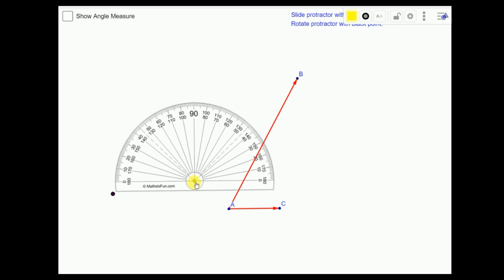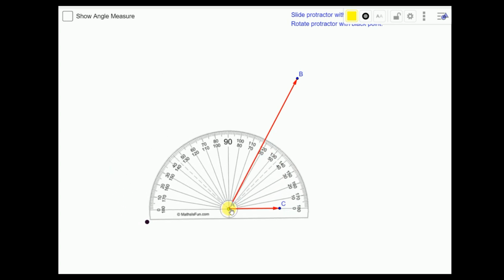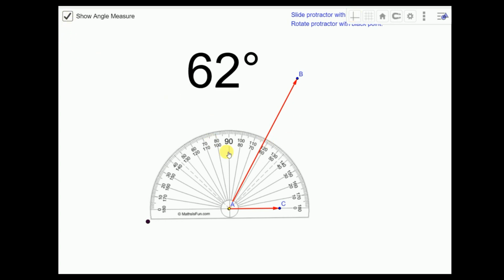So I place again my center on A and the 0 on AC. I count from the 0 to the right. I follow this set of numbers. I reach 60, 61, 62 degrees. It's a 62 degrees angle. So in this case, I needed to extend the side AB.